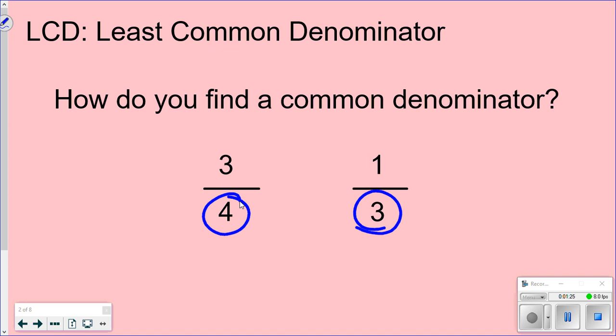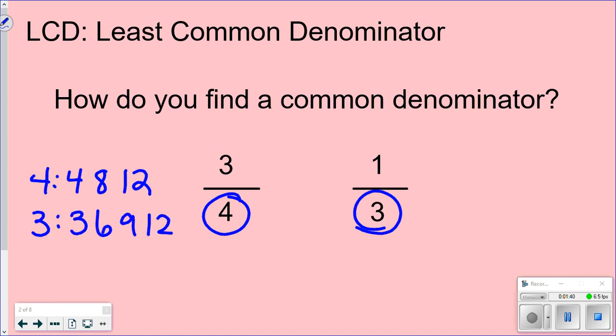Another strategy is multiplying them together. That will give you another common denominator. And then the other strategy is actually just making a list of all the multiples. So like 4 times 1, 4 times 2, 4 times 3. And I did the same for 3: 3, 6, 9, 12. And I can see that they share 12, and that's another way you could find common denominators pretty easily.